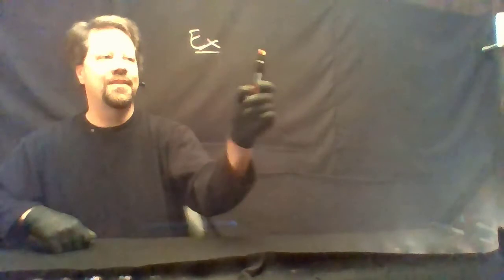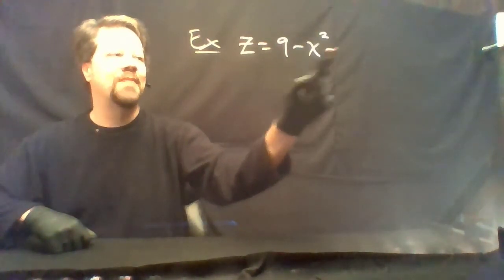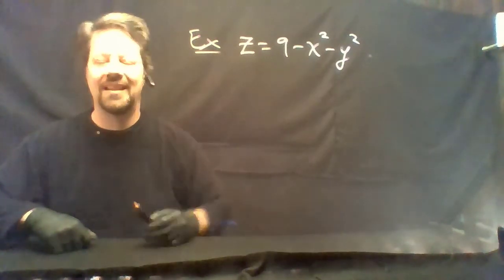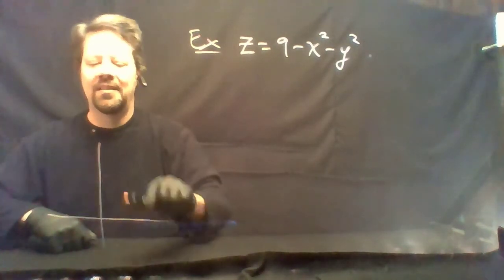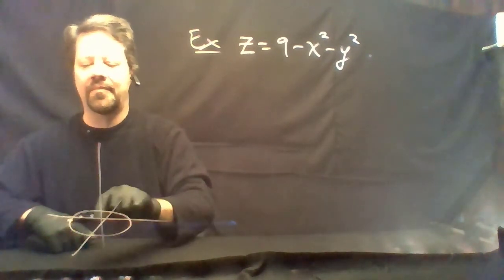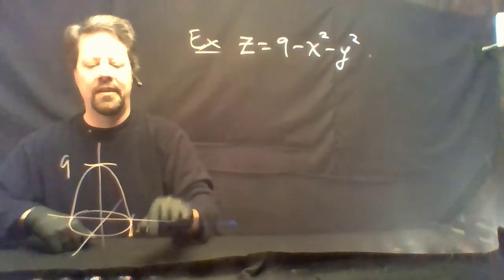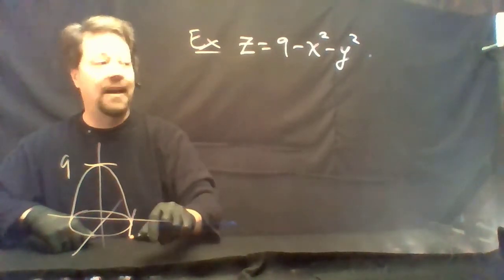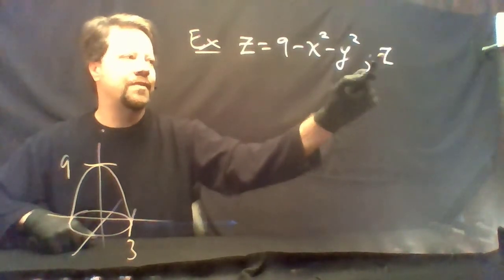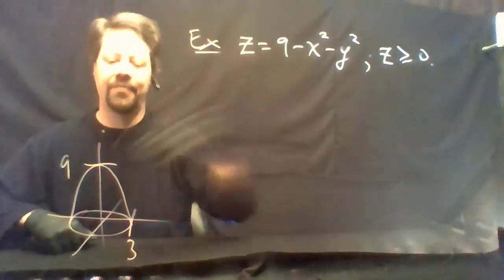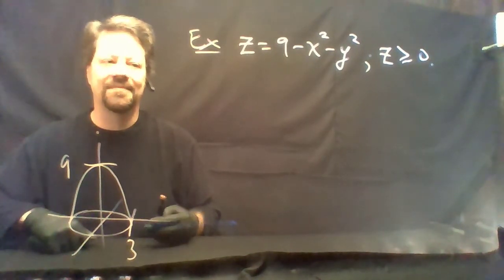Suppose we have the surface z equals 9 minus x squared minus y squared. An elliptic paraboloid open and down, peaking at a height of 9, intersecting the xy plane at 3. Let's only look at the part for z bigger than or equal to 0, the part above the xy plane, and let's find the surface area.